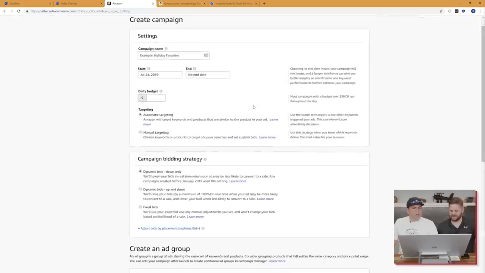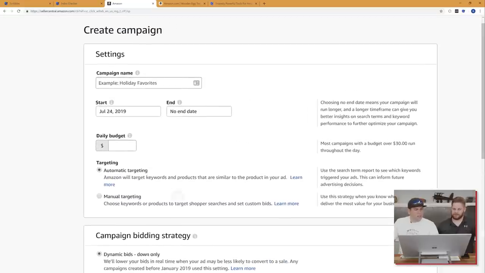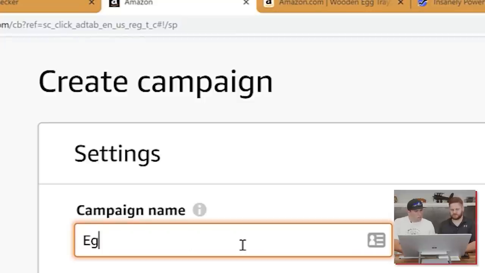All right, so now we're on the create campaign. So do you have a naming pattern you usually do? Just something simple. So we'll just put this egg tray test. Egg tray test. All right, okay, do we want to put an end date here? No, we'll just keep it running.